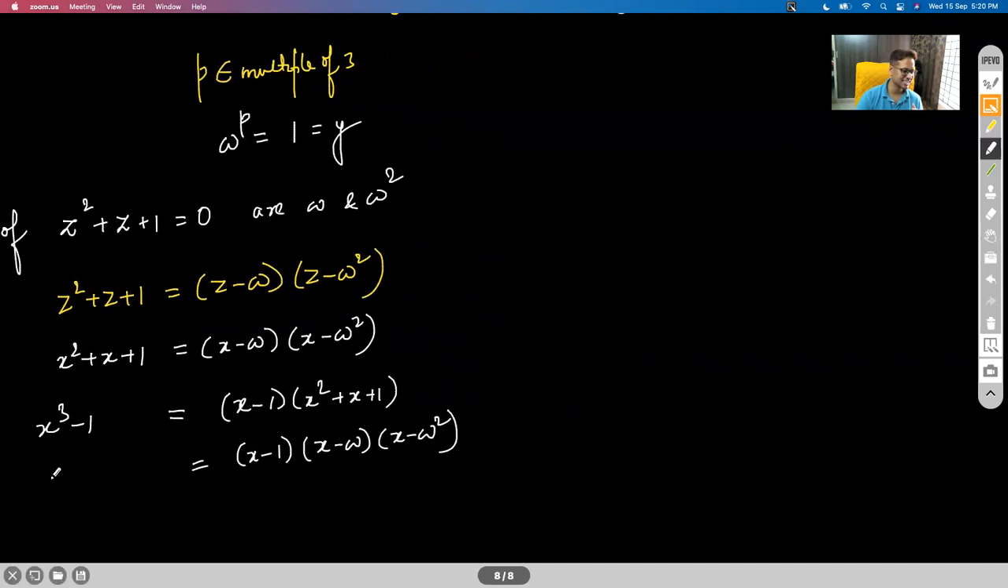You can further generalize this and say that any a cube minus b cube expression can be factorized as a minus b, a minus b omega, and a minus b omega square. Please note this down.